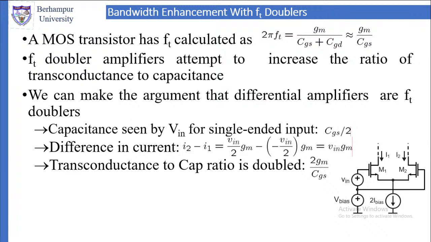The transconductance to capacitance ratio is doubled, because in Gm by CGS, the capacitance now has become CGS by 2. Therefore Gm by (CGS by 2) is 2 Gm by CGS. So because of that, the transconductance to capacitance ratio is doubled. Since the ratio is doubled, this is an Ft doubler.